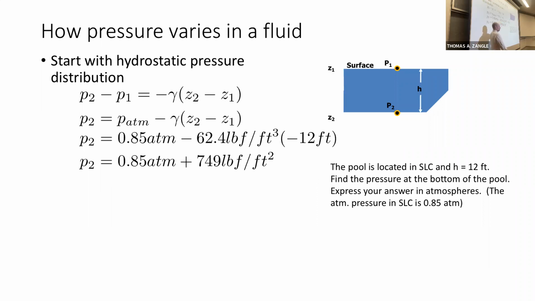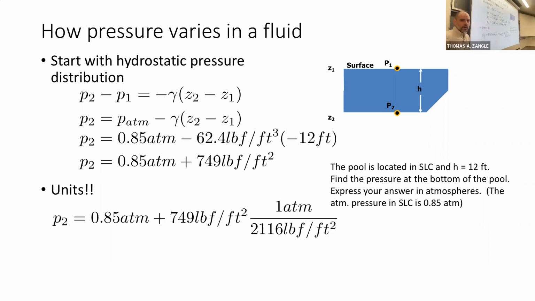So this is a valid equation in terms of dimensional homogeneity, where we haven't violated that. We're not trying to add a pressure to a length. But we have to do some unit conversion. We want to have our final answer in atmospheres. When we multiply by a conversion factor between atmospheres and pounds per square foot, we'll have 1.2 atmospheres of pressure at the bottom of the pool.